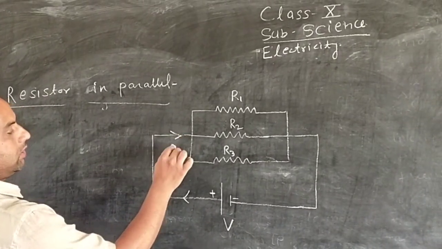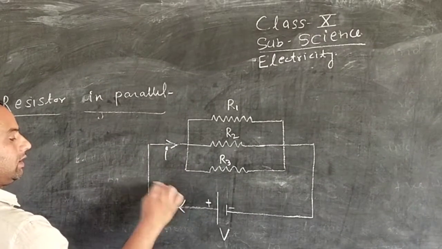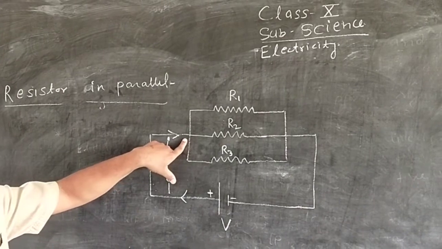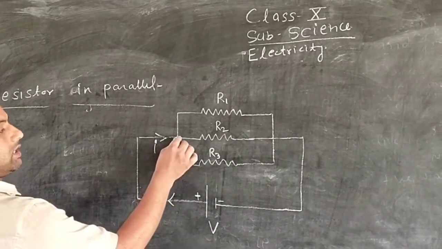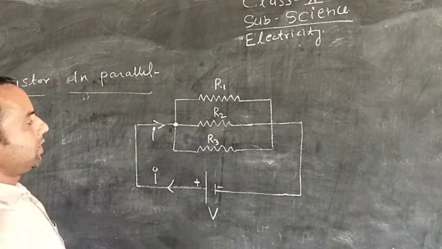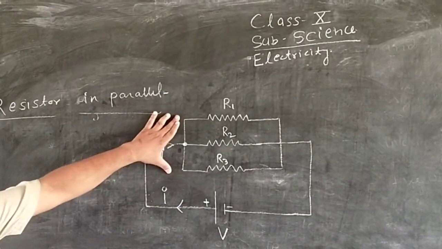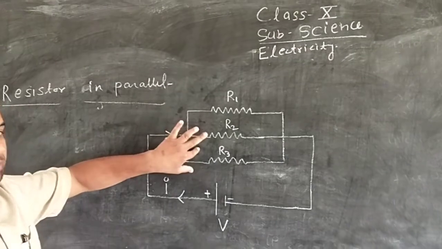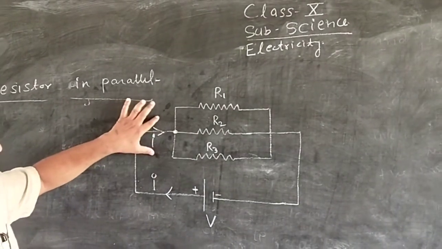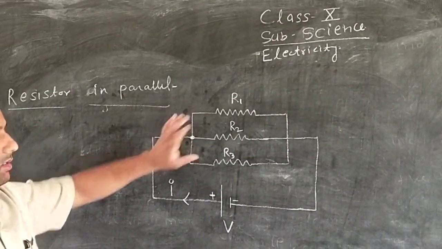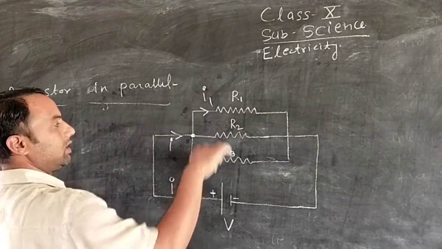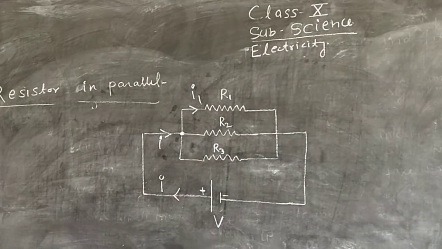Now the current is flowing here, and here the current is flowing, and in this way the current moves from here to here. Now this current is divided into three parts because there are three branches. The first branch is R1, the second branch is R2, and the third branch is R3. The current is divided here into three parts. The first part of the current goes through the R1 resistor, and this is known as I1.